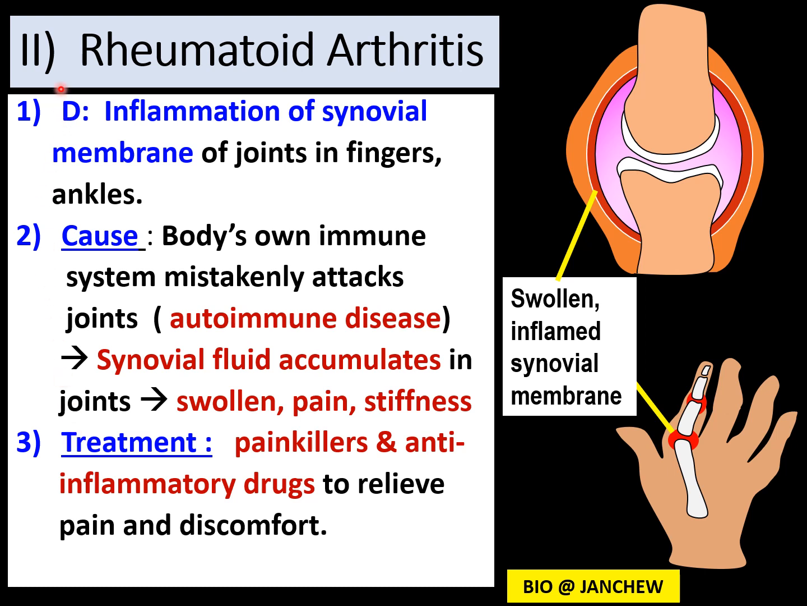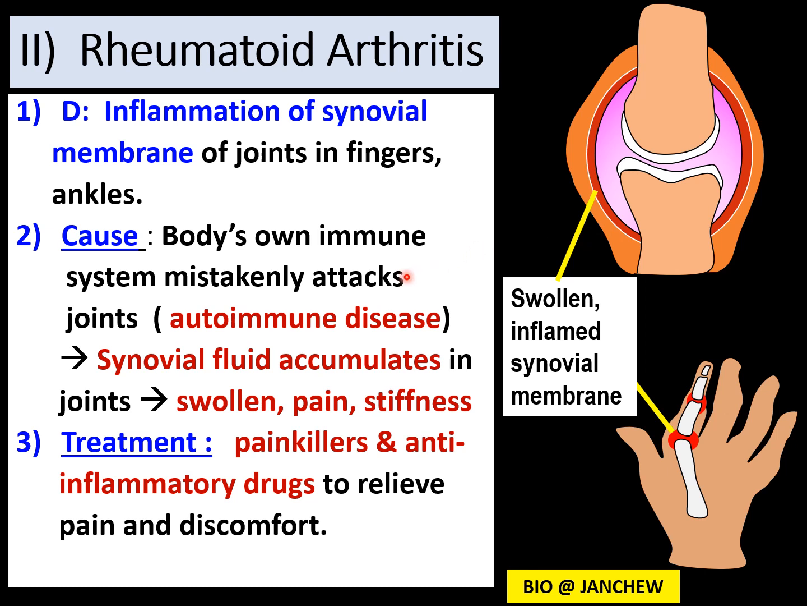The second type of arthritis that we are studying is called rheumatoid arthritis, which involves the inflammation of the synovial membrane of joints in the fingers and the ankles. Let's take a look at the picture here of the hand. We can see that in between the joints here, there is inflammation and the joint has become swollen. So if you enlarge the picture, you see that it is the synovial membrane that has become inflamed, red, swollen, and painful.